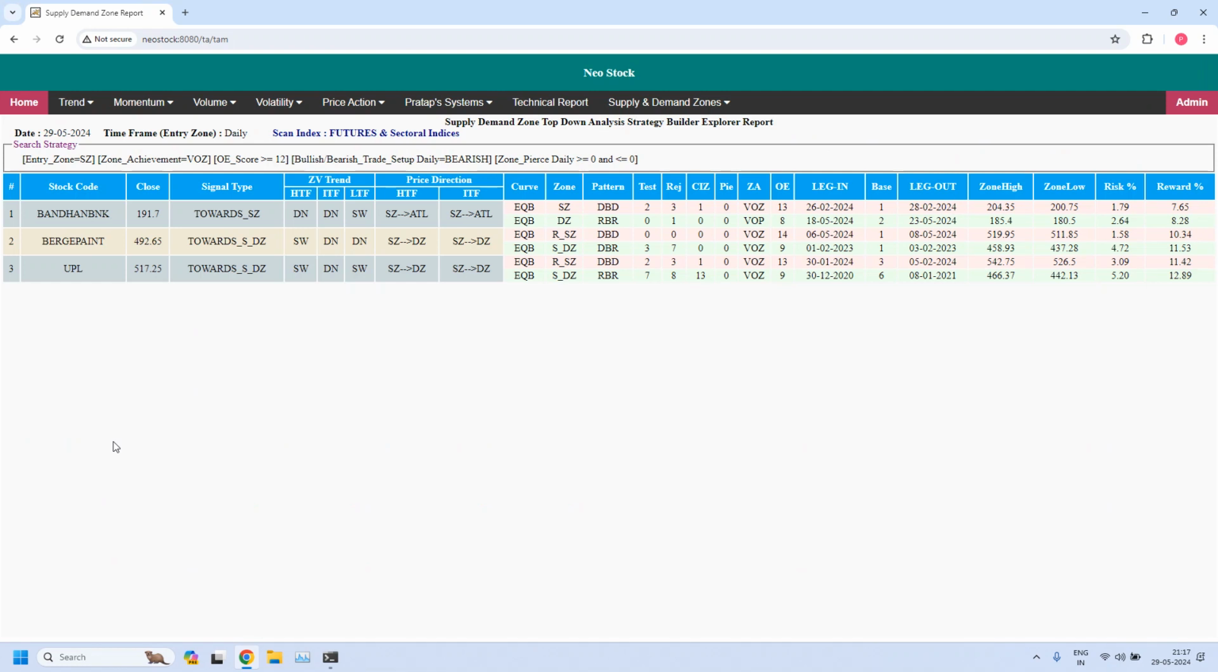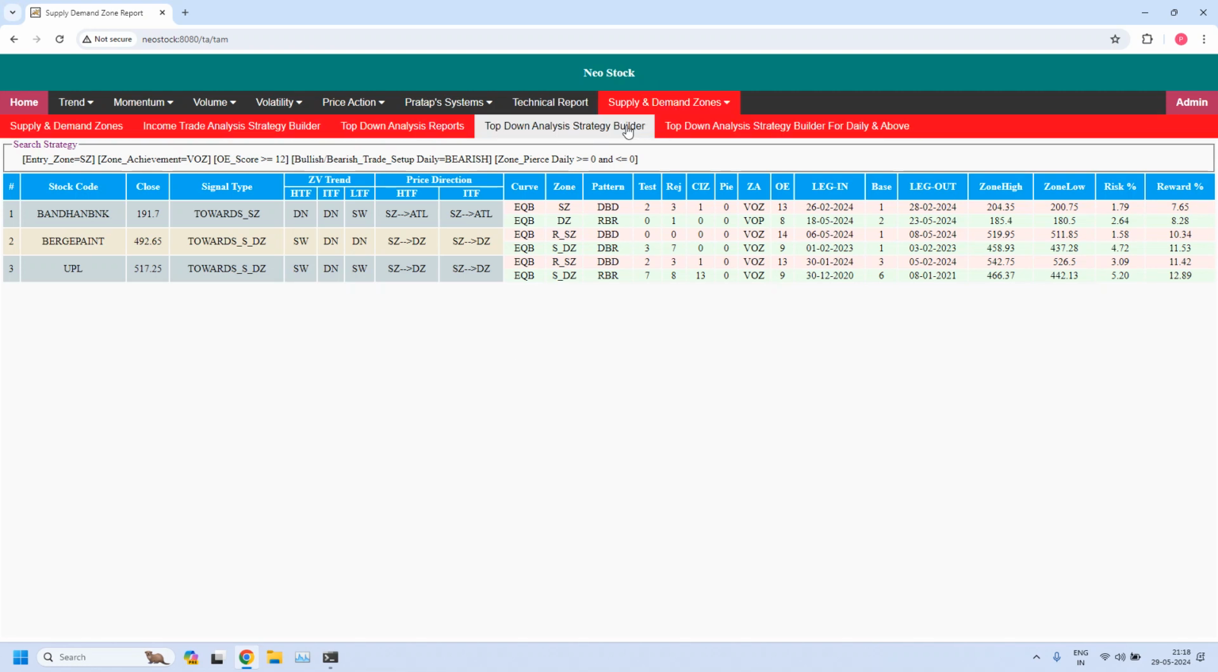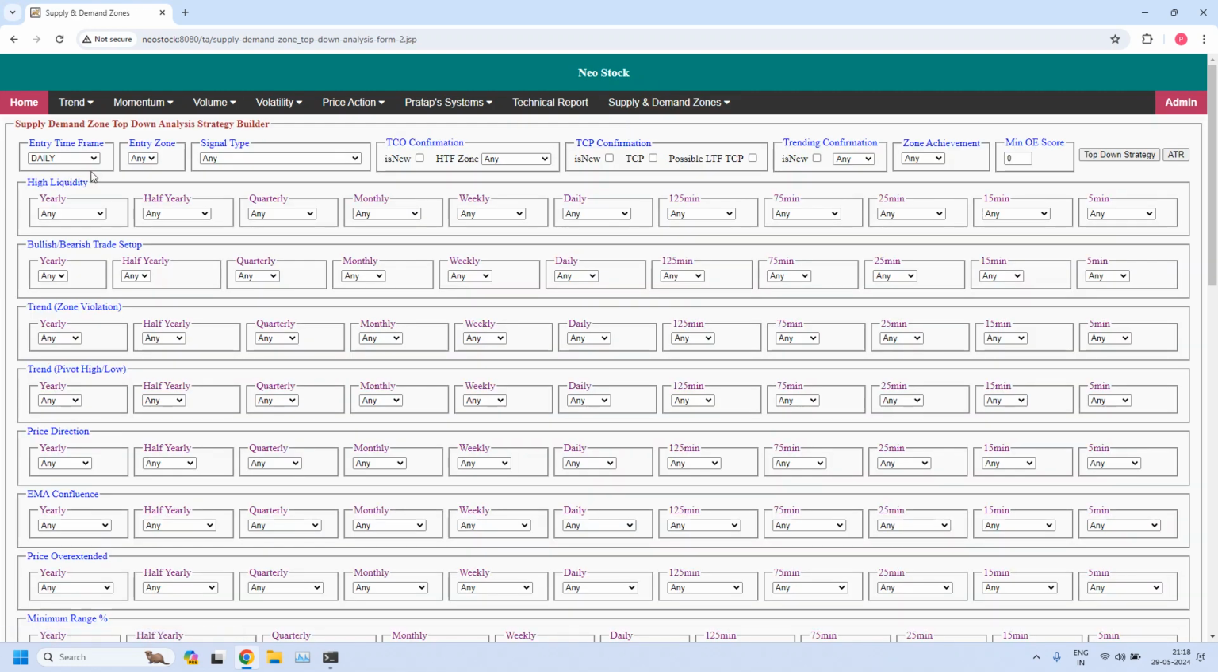Okay, now let us generate bullish and bearish trade setups for weekly income trade. For weekly income trade, entry time frame is 75 minutes. For bullish trade setup, entry zone is demand zone. And also in bullish or bearish trade setup, this time our entry time frame is changed. So here we need to look for 75 minutes time frame. There you need to select the value bullish.